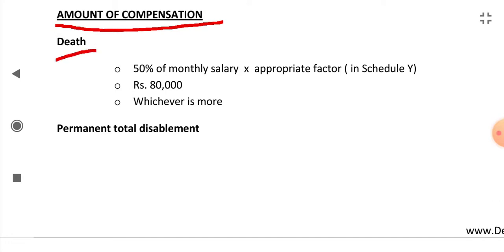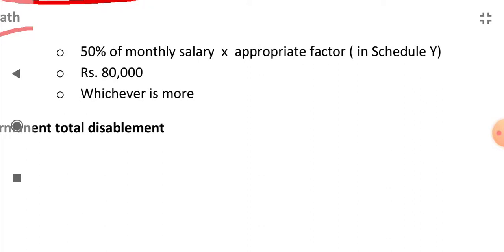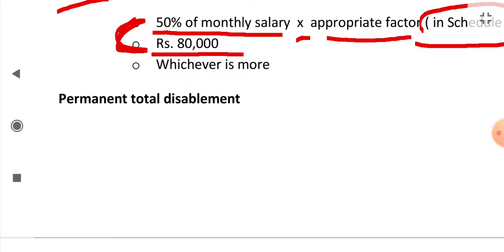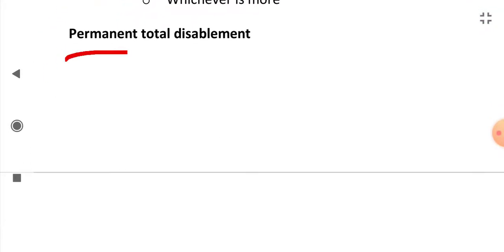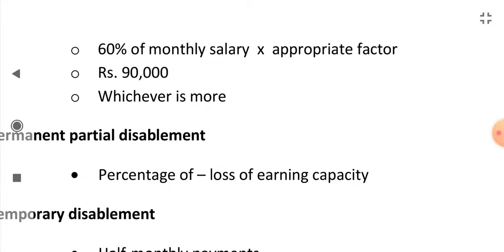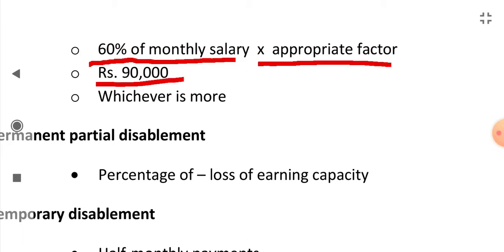First, in case of death, the compensation will be 50% of monthly salary multiplied by appropriate factor. These appropriate factors are given in schedule Y of the act, or rupees 80,000, whichever is more, that amount of compensation will be given. If there is permanent total disablement, then the amount of compensation will be 60% of monthly salary into the appropriate factor, or 90,000, whichever is more.